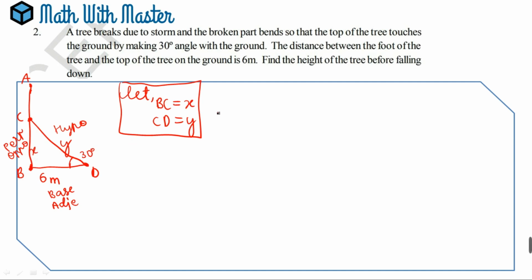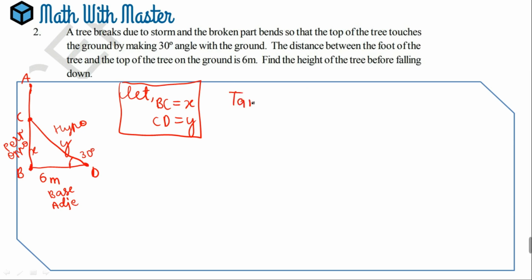After letting this, now we will solve for the value of x, which is the height of the tree after breaking down. So we should find the trigonometric ratios applicable to it, with the values of perpendicular and base. Now once again I get cot theta and tan theta over here, so I will proceed here with tan theta.